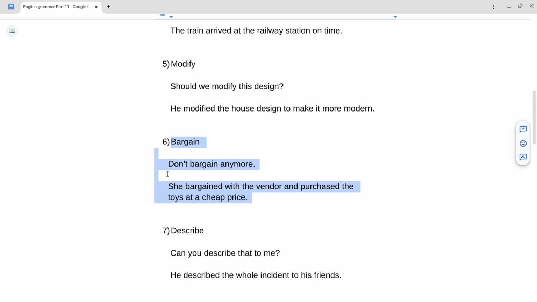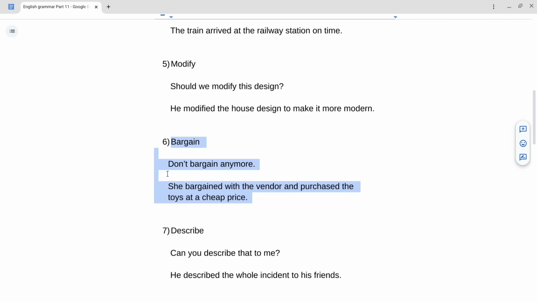Don't bargain anymore. You went to a shop, you started bargaining, and the shopkeeper was not happy about it. He was ready to reduce the price, but you still bargained for reducing the price even more. So he told you, don't bargain anymore. Past tense is bargained. You can look at the sentence here. She bargained with the vendor and purchased the toys at a cheap price.